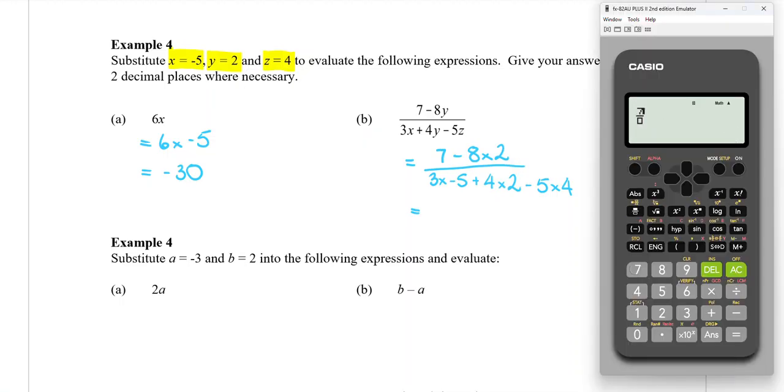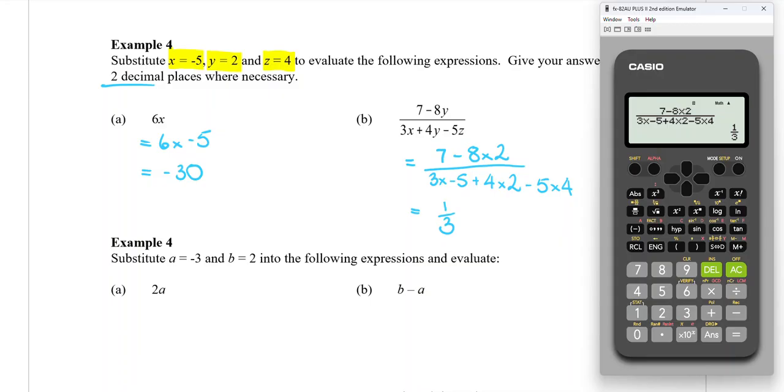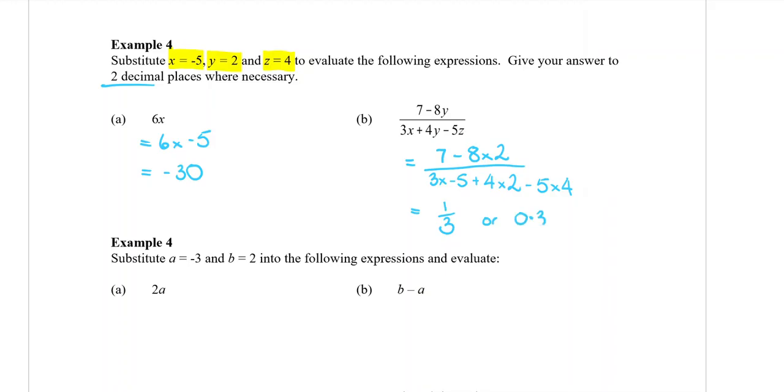Okay, that's quite big, so carefully type that into the calculator. So fraction button first, 7 minus 8 times 2 over 3 times minus 5 plus 4 times 2 minus 5 times 4 equals, and it equals 1/3. The question did say to give 2 decimal places, so 1/3 actually goes to decimal. If I press the SD button there, it would be 0.33 as a decimal.